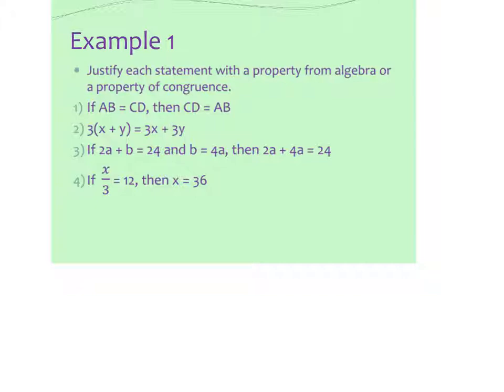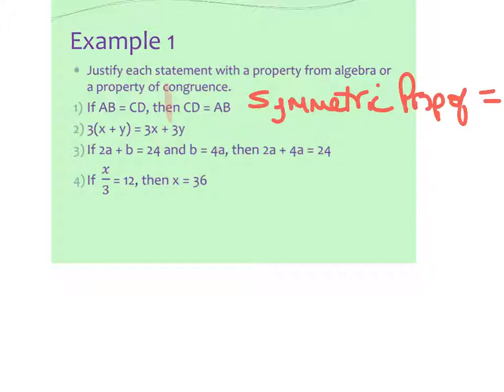Reflexive? No, not reflexive, but Hayden? Symmetric. This is the symmetric property of equality. Remember, we could draw like a line of symmetry here and see how the CDs match the ABs. So this is the symmetric property. Okay, the next one. What property is that? Kimberly? Distributive. Good, distributive property.